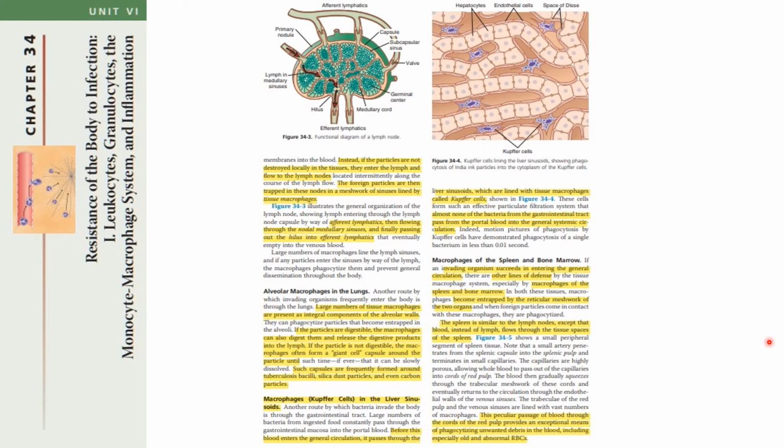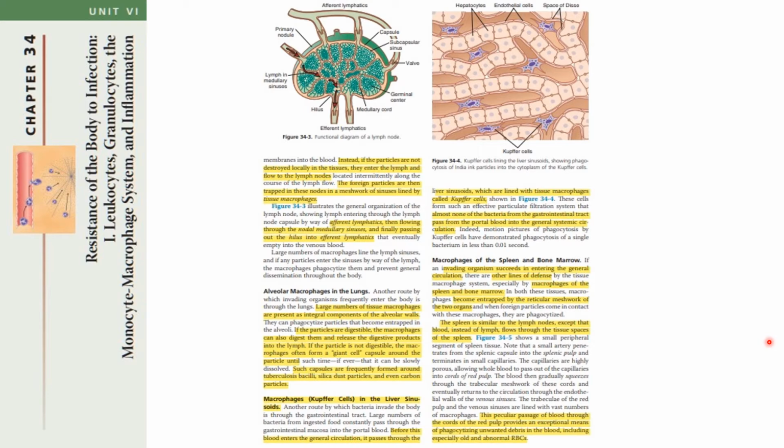Macrophages are also known as Kupffer cells in the liver sinusoids, before this blood enters the general circulation. It passes through the liver sinusoids, which are lined with tissue macrophages called Kupffer cells. Almost none of the bacteria from the gastrointestinal tract pass from the portal blood into the general systemic circulation.